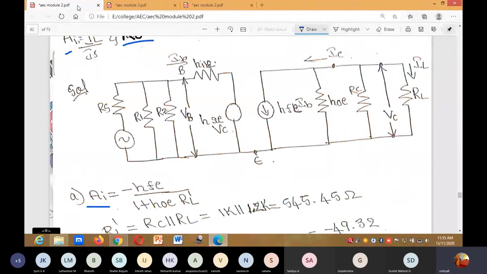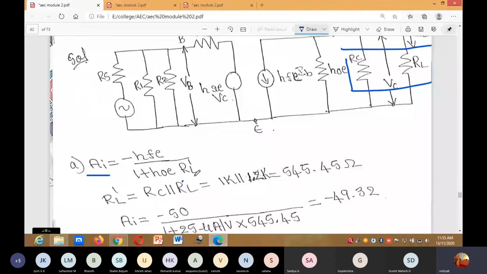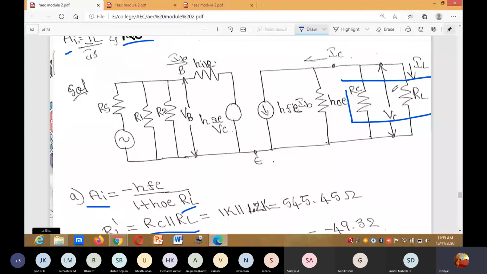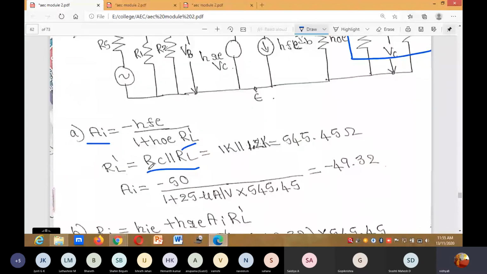Okay, but here there are two resistances on the output side. So RL is equal to RL dash. We will take RL dash as RC parallel with RL. Instead of RL, we will consider RL dash because the output side has two resistances. So RL dash is nothing but RC parallel RL.